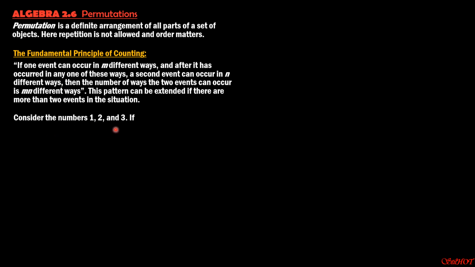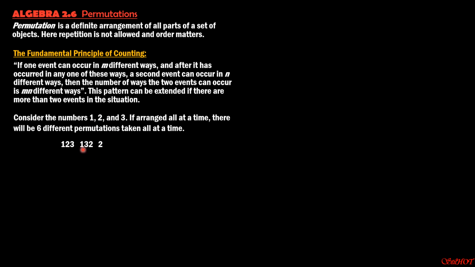So let's consider the numbers 1, 2, and 3. If they are arranged all at a time, there will be 6 different permutations, taking the 3 digits all at a time. If we write them, these are 1, 2, 3; 1, 3, 2; 2, 1, 3; 2, 3, 1; 3, 1, 2; and 3, 2, 1. So these are the different permutations or arrangements if the 3 digits are taken all at a time.